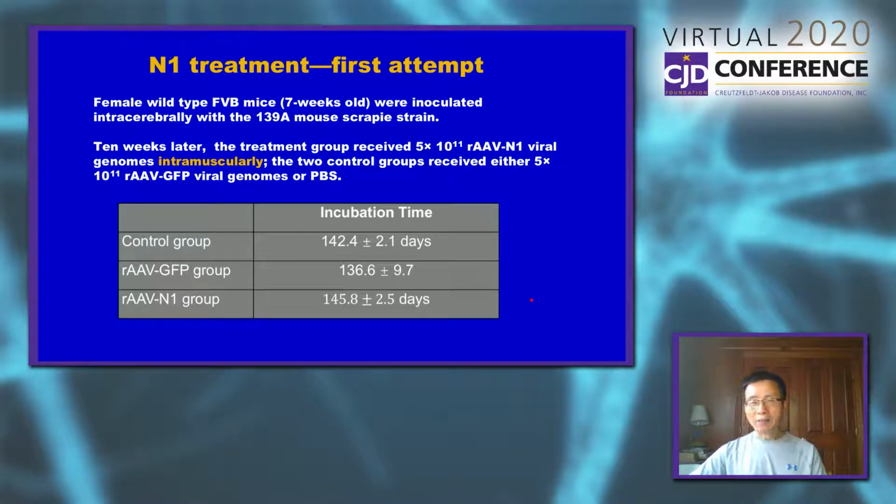So before I had this grant, we actually tried a quick and dirty experiment, where we just introduced the recombinant AAV carrying the N1 gene intramuscularly to wild-type mice, and then inoculated the mice with mouse prion, and saw what happened. Unfortunately, the recombinant AAV N1 injected mice showed a slightly longer incubation time, but it's not significant. But one good thing is, at least it did not make things worse. It seems to have some slight effect, but it's very uncertain.